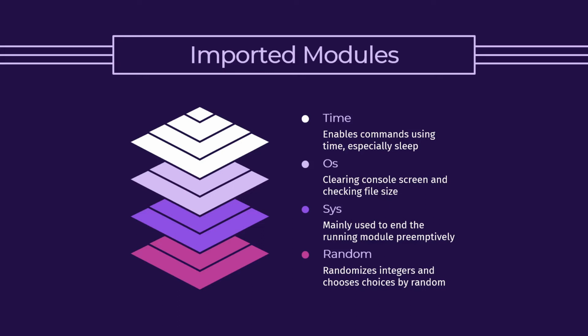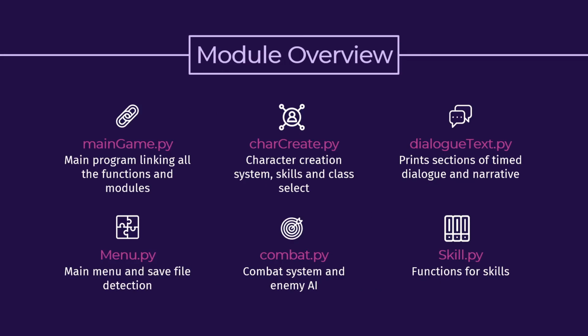Next, I also imported the OS module to tamper with the console screen and check file sizes for reasons I'll explain later. Though used only rarely, I imported the sys module to exit the program preemptively when I needed to. Lastly, I imported the random module to randomize integers and choose choices from a list randomly. This program has 12 modules in total, with most modules filled with functions that can be imported and run from the main game, the main program linking all the functions and modules.